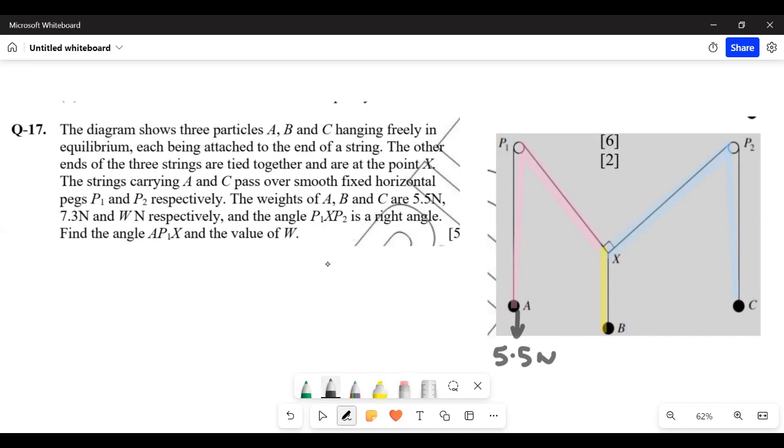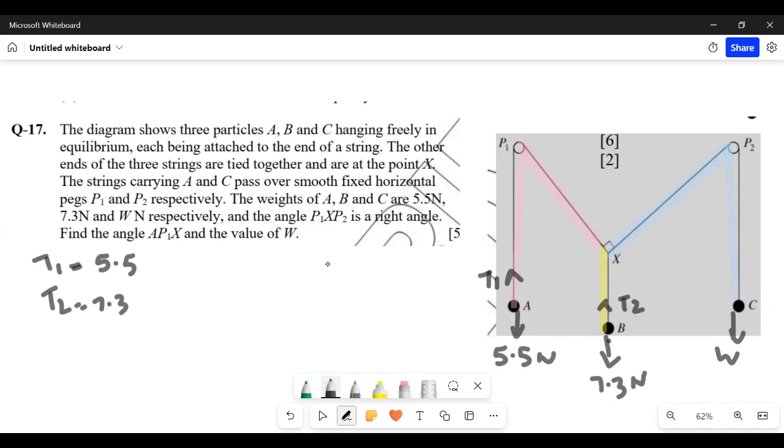और बी का वेट है 7.3 न्यूटन्स और सी का वेट है डब्ल्यू, दिस इज डब्ल्यू न्यूटन्स। ओके, अब सिंस देर हैंगिंग इन इक्विलिब्रियम, दैट मीन्स इसको अगर हम T1 कहें तो T1 is equals to 5.5 because the system is at rest. Forward force equals to backward force. इसको कह देते हैं T2. T2 is equals to 7.3 और इसको कह देते हैं टेंशन इन द रूट 3. T3 is equals to W.